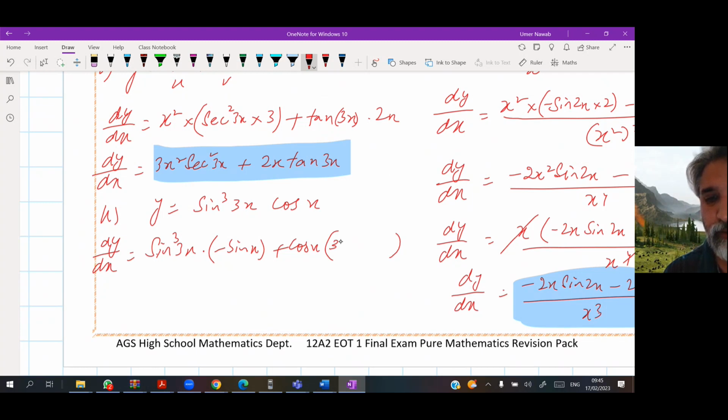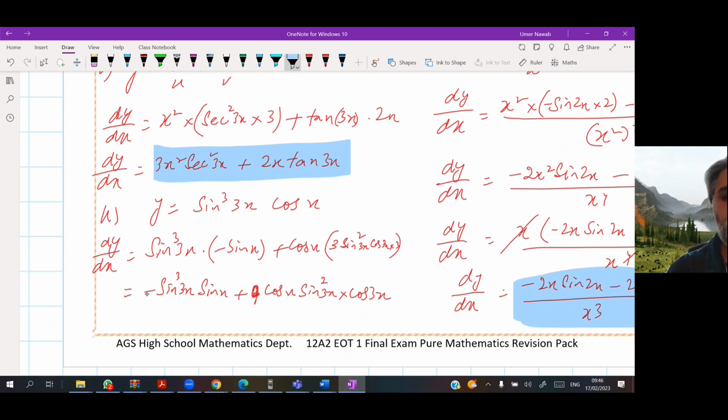Apply the power rule. 3 goes back. 3 sine squared 3x. Further derivative of sine is cosine of 3x. And then the further derivative of 3x is 3. So minus sine cube 3x sine of x plus 3 cosine of x. 3 times 3 is 9. I'm going to get 9 sine of x sine square 3x and cosine of 3x. You cannot do further simplification. Leave it here.